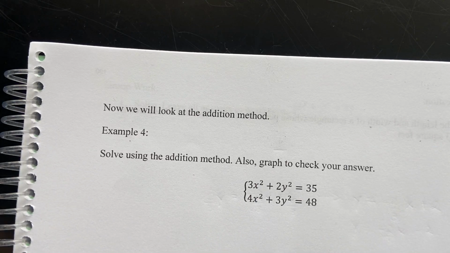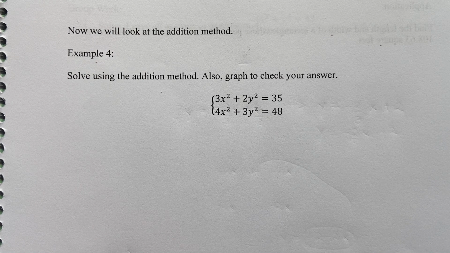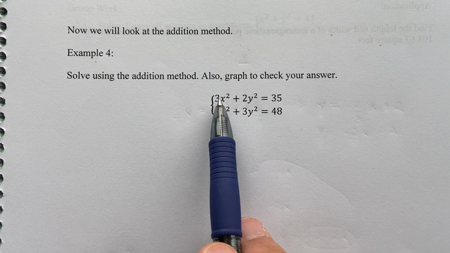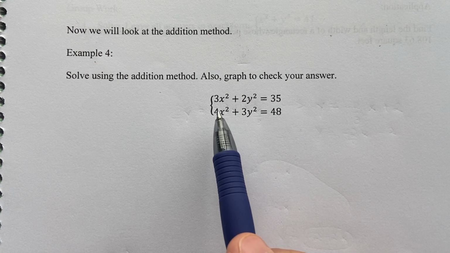Let's see. So I'll do a couple more. Here's one that says use the substitution method. Sorry, the addition method. So switching methods. So solve using the addition method, also graph to check your answer. So the addition method is that one where we're adding them together, hoping to get an elimination. So we would want to have opposites, right? So when we add these, we want like -3 and +3, or -12 and +12, something like that. So with this one, we need to adjust.